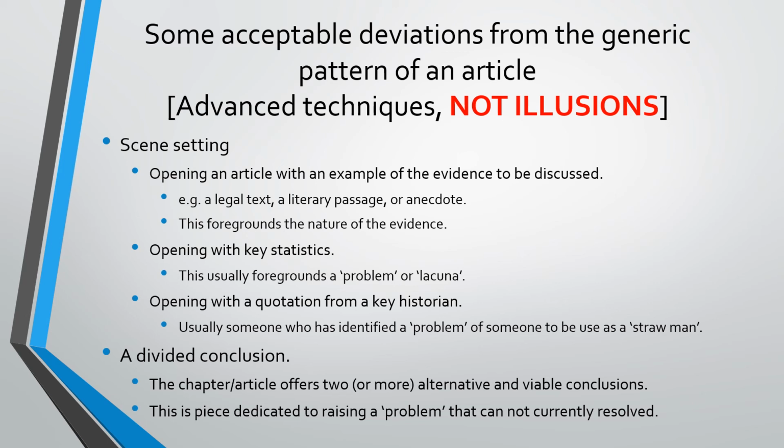This foregrounds the nature of the evidence. Particularly if the article revolves around the interpretation of a very complex or idiosyncratic type of evidence, it's useful to give the reader right at the very start an example of one piece of that evidence so that the reader can more easily understand the explanation of the data used when that explanation is provided later in the article.